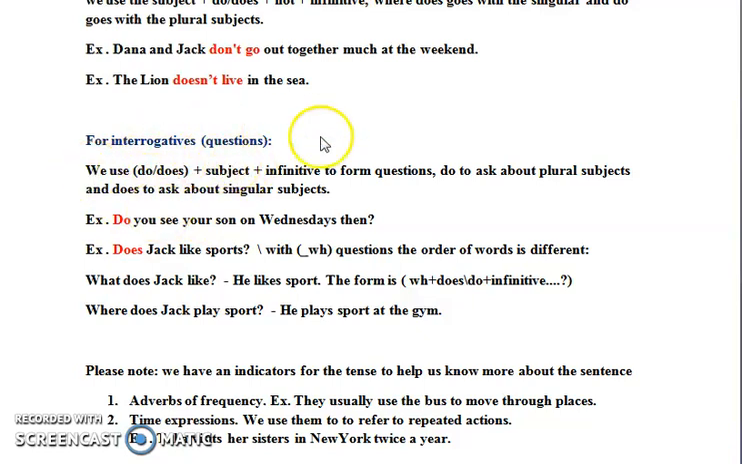So, the form of question or interrogative will be like do or does, depending on the subject, plus the subject, plus the infinitive form of the main verb in the original sentence, plus the ending of the question, and the most important thing is the question mark in order to know that this is a question, okay? So let's see the examples.